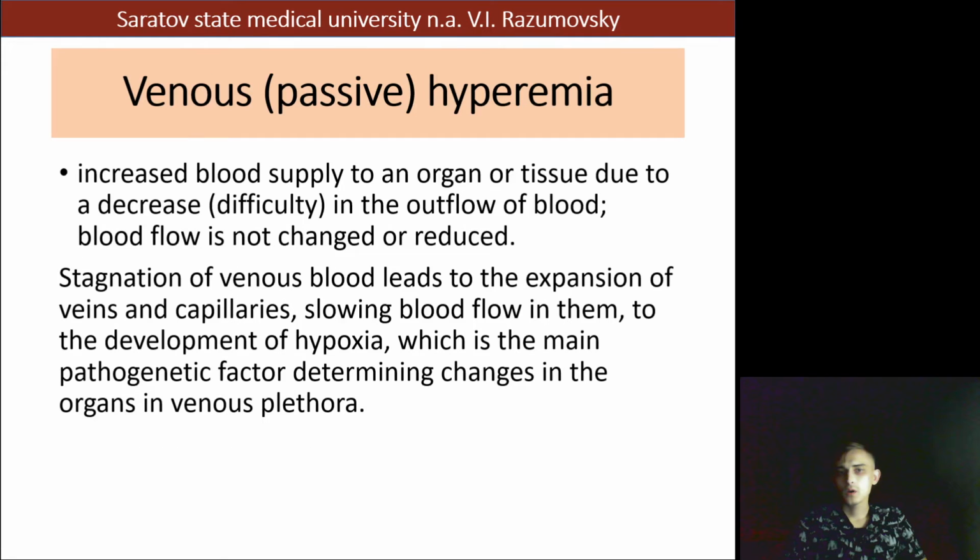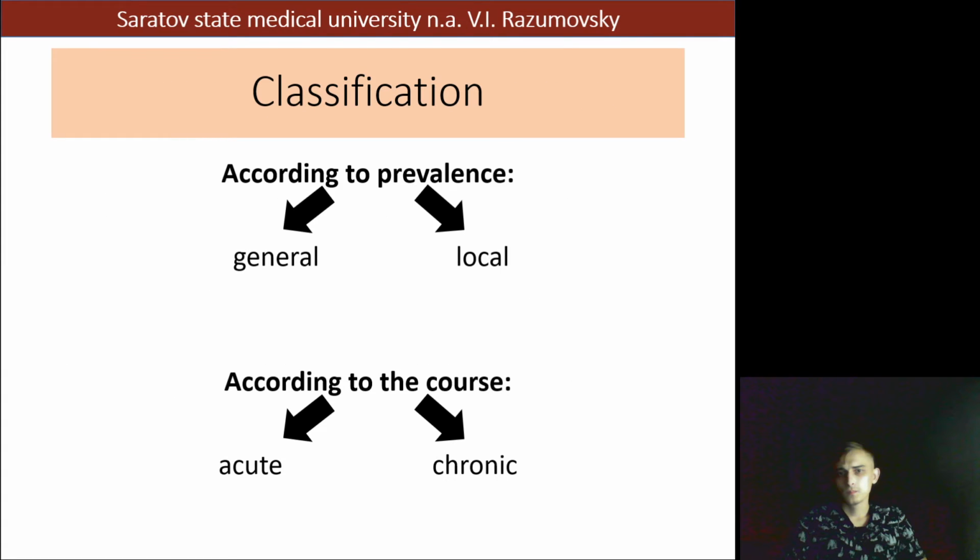Venous or passive hyperemia is increasing of blood supply to organ or tissue due to the decrease in the outflow of blood. Blood flow is not changed or reduced. Significance of venous blood leads to the expansion of veins and capillaries, slowing blood flow in them, to the development of hypoxia, which is the main pathogenic factor determining changes in the organs in venous plethora. Classification of it. It may be general and local, and both of them may be acute and chronic.